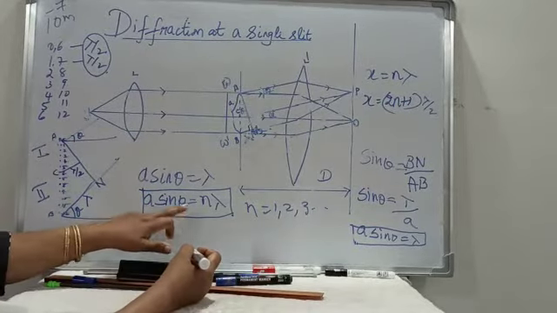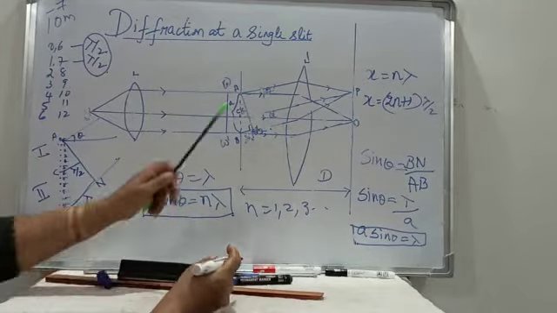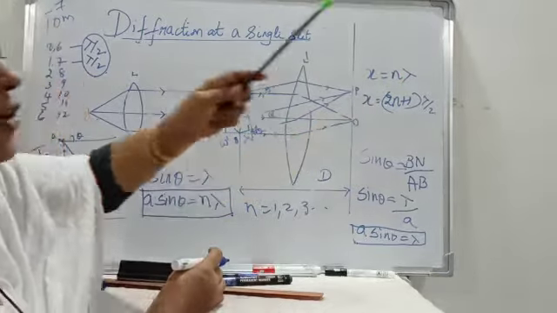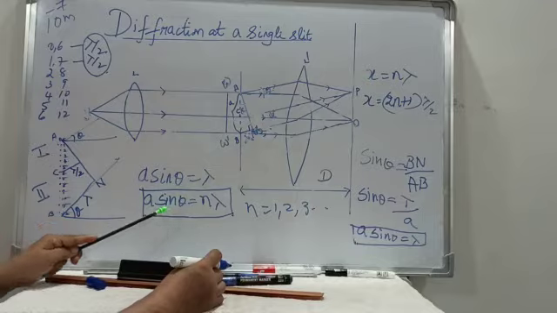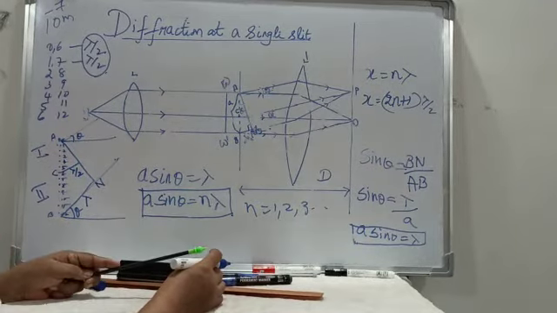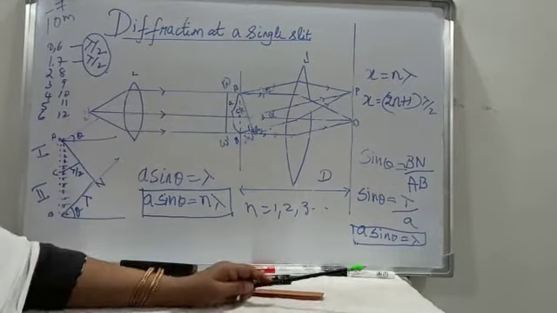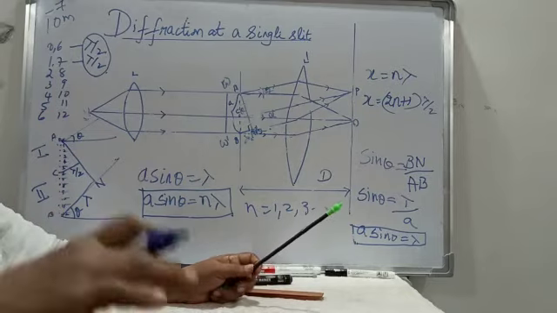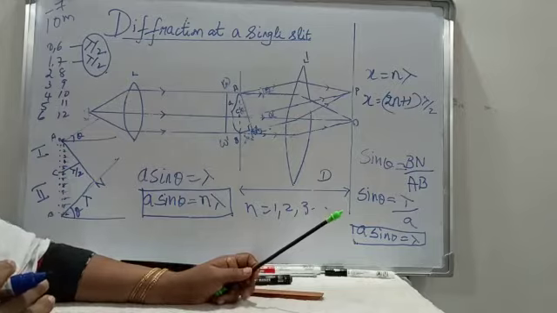Now from this expression you can see that when we studied interference, when you get the path difference to be in terms of n lambda, you must get a maxima. But in the case of diffraction, when the path difference is in terms of n lambda, we get a minima, which means the condition for maxima and minima is reversed in the case of interference and diffraction.